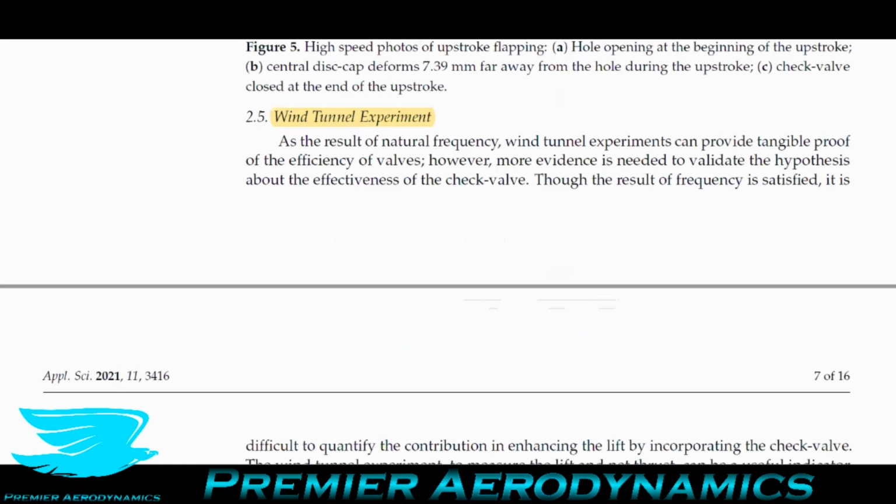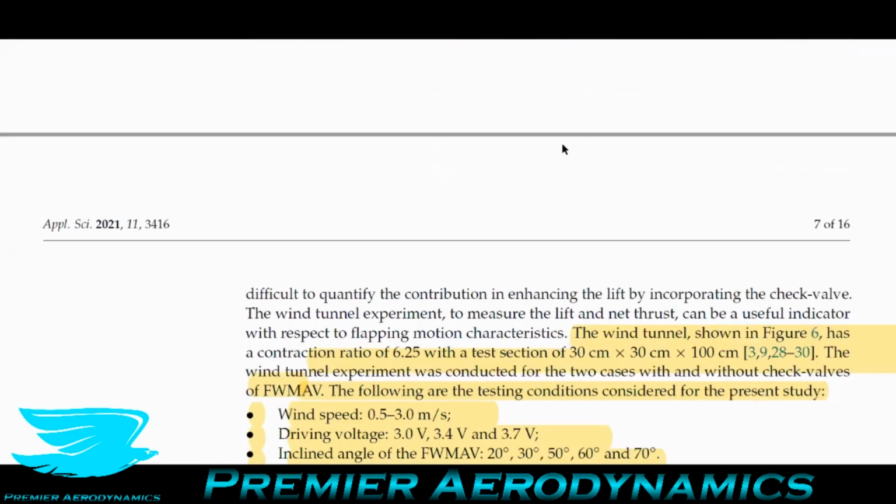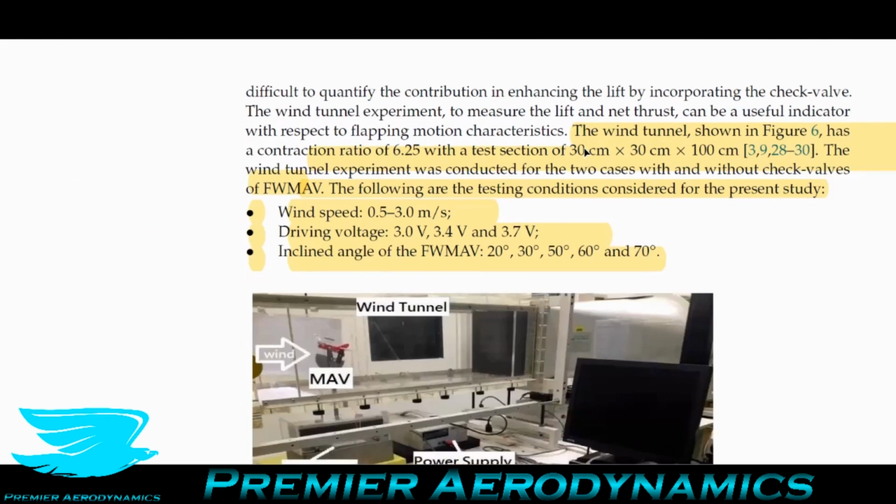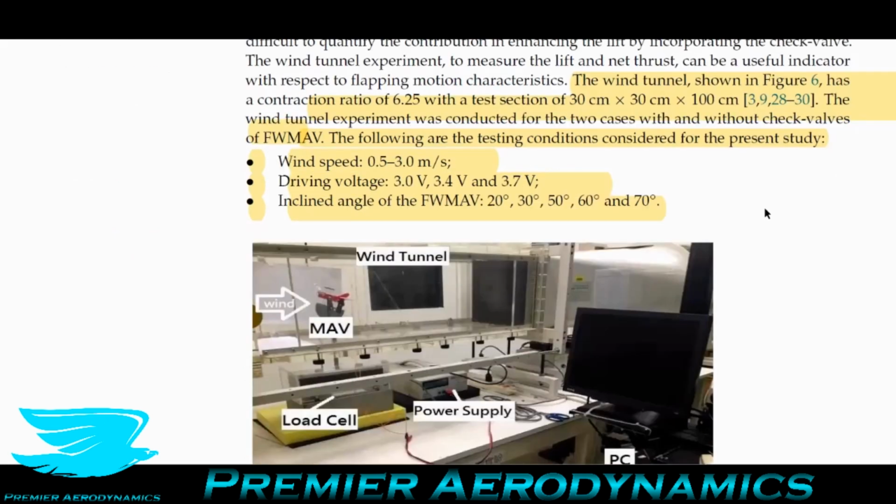Now, in terms of their validation of this idea, they did some wind tunnel experiments. And in the wind tunnel, which is shown in Figure 6, the wind tunnel had a contraction ratio of 6.25. That's okay. The higher the contraction ratio, the lower the density typically, and the straighter the flow. And the test section is 30 centimeters by 30 centimeters by 100 centimeters.